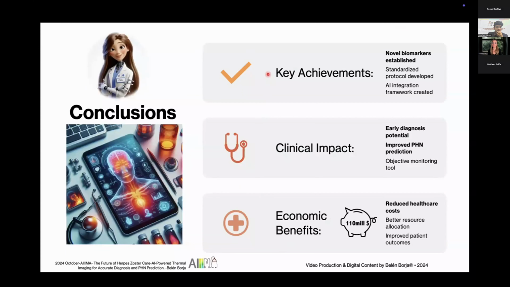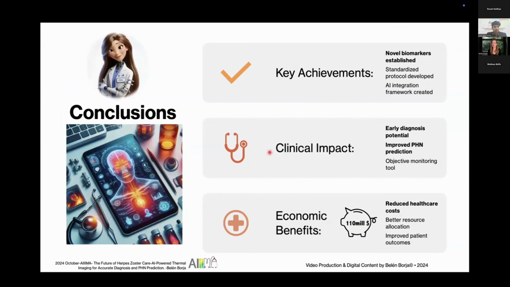So, my dear humans, let me wrap up our thermal adventure. Our key achievements? TAI, PTAI, and TNI are triple threat biomarkers, plus our smart ARI that factors in age and pain, a standardized thermology protocol that's cool as a cucumber, and an AI integration framework that's ready to rock.